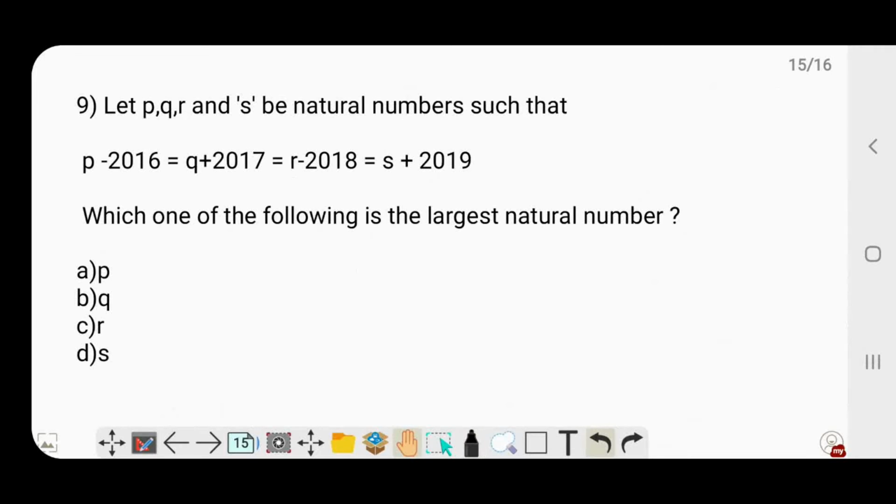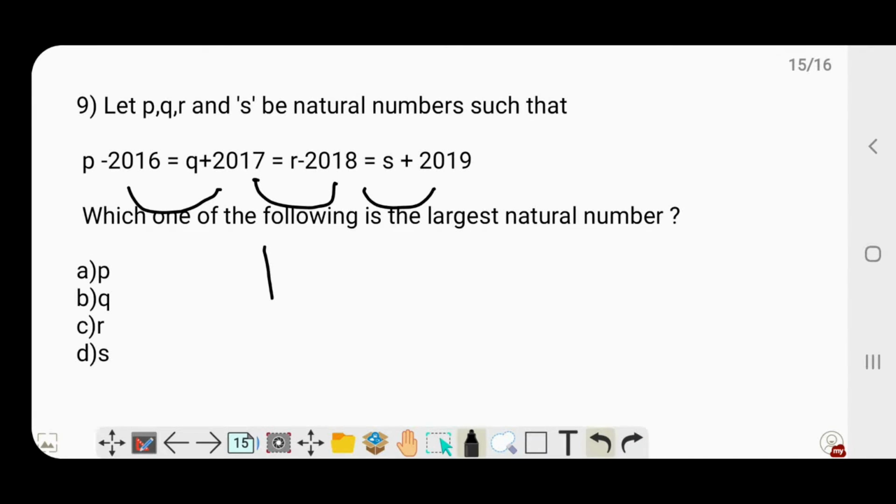So we have the ninth question here. Let P, Q, R and S be natural numbers such that P minus 2016 is equal to Q plus 2017, which is equal to R minus 2018, which is equal to S plus 2019. Which one of the following is the largest natural number, whether it's P, Q, R or S? So let's pair these variables with each other, that is P and Q, Q and R, and R and S.